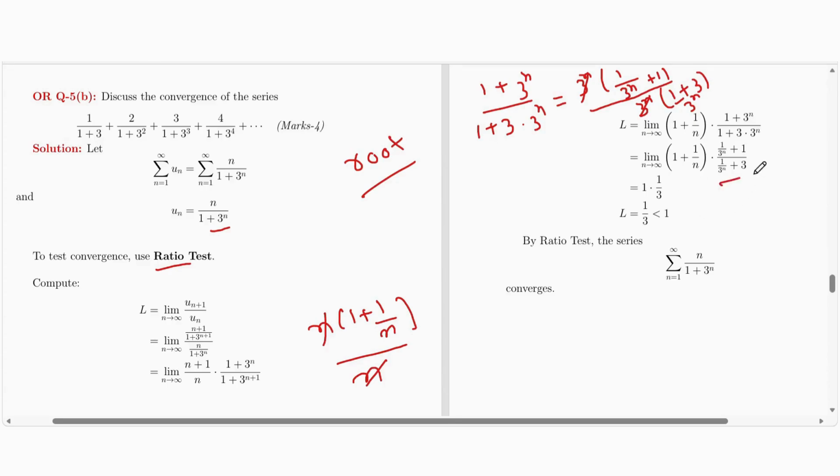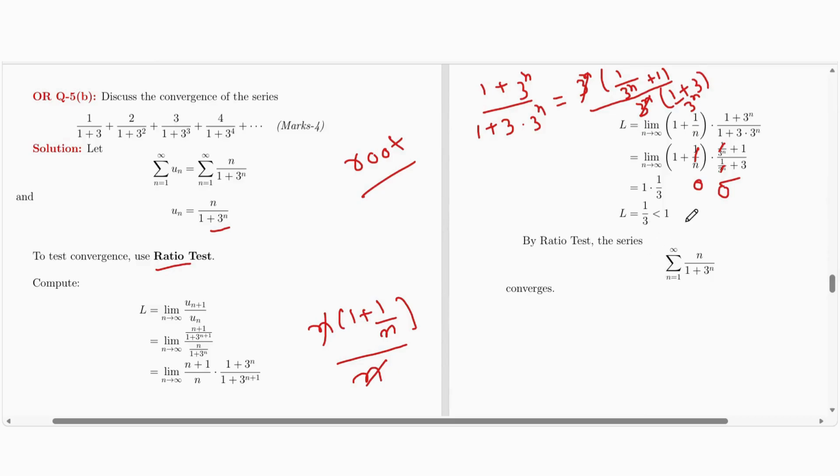Now apply the limit as n tends to infinity. So this term becomes 0, and also these terms become 0. So what we get is 1 into 1 upon 3. So what is my limit? The limit L is 1 upon 3.